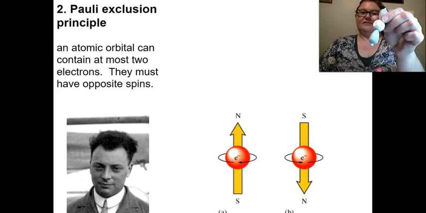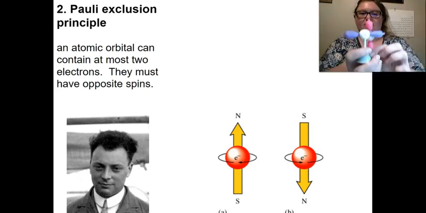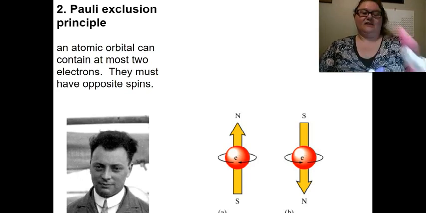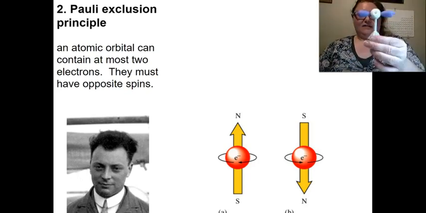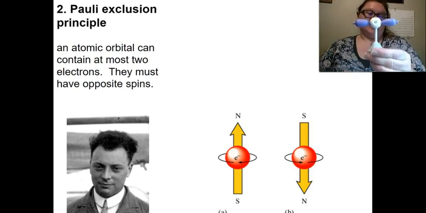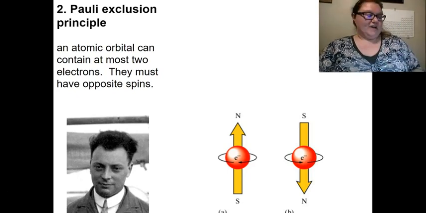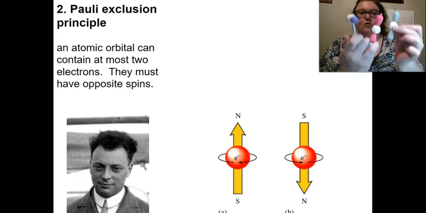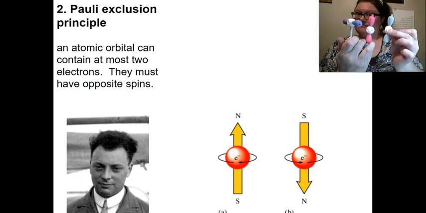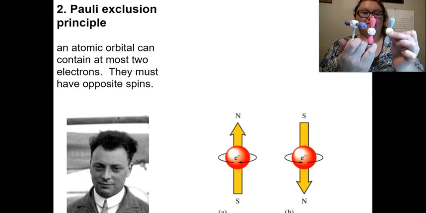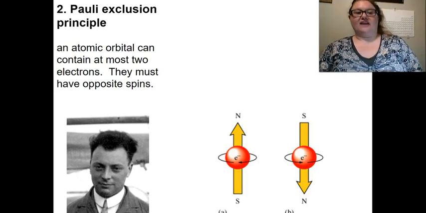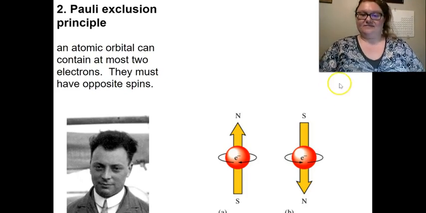There are 2 electrons that live here. Another orbital would be the y-axis. 2 electrons live here. And lastly, the x, and there are 2 electrons here. So we can say that the p sublevel has 3 orbitals to it. Each orbital holds 2, and they have to be opposite spin. So that's what the Pauli exclusion principle states. You need to know this.